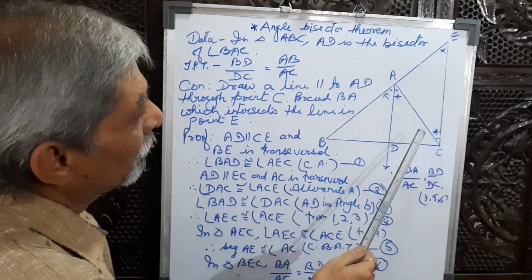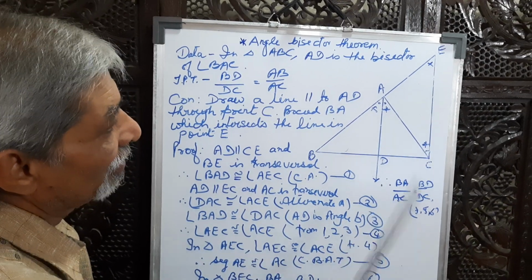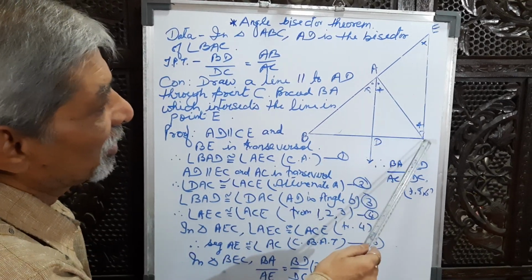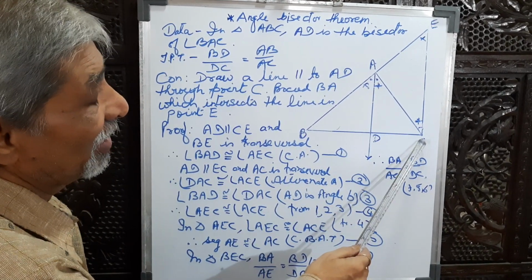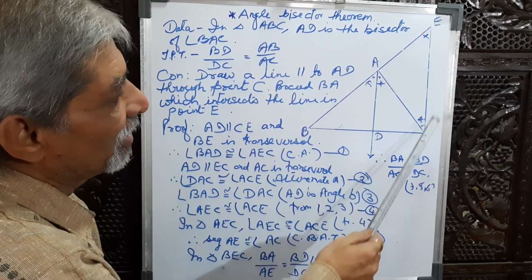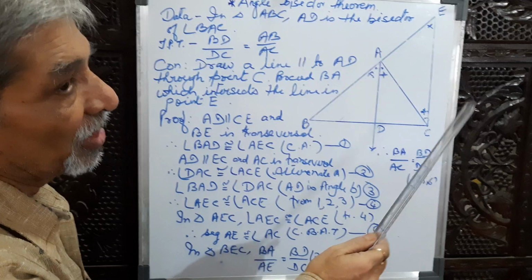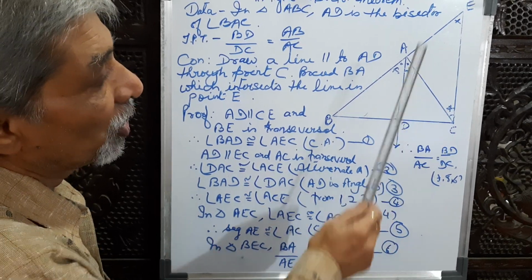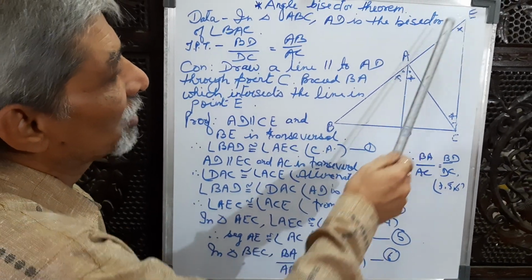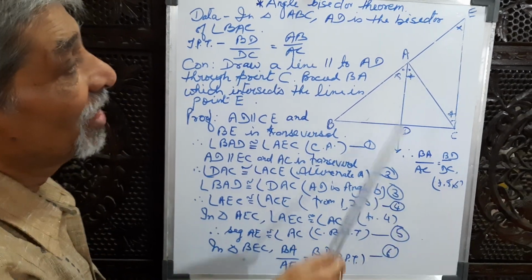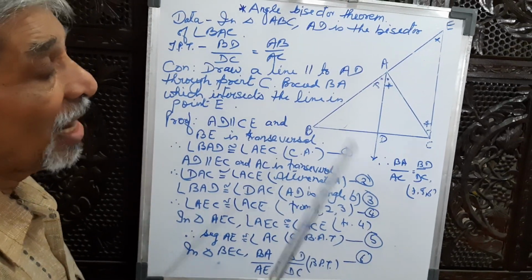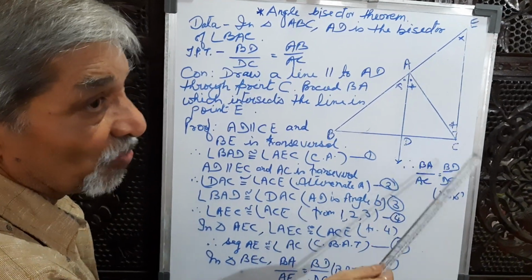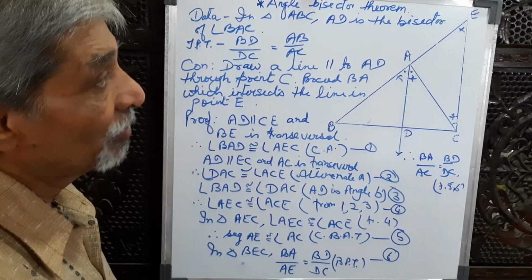Once you have proved that this angle is congruent to this angle, then you will take this triangle AEC. In triangle AEC, angle AEC is congruent to angle ACE, which is already proved. When this angle is congruent to this angle, then the sides opposite to them will be congruent. So AE is congruent to AC. That is the converse of the isosceles triangle theorem.